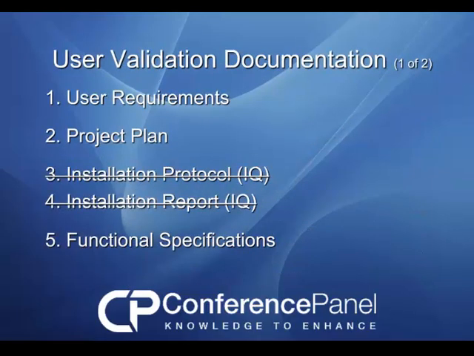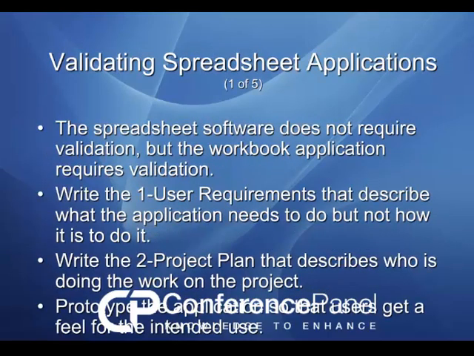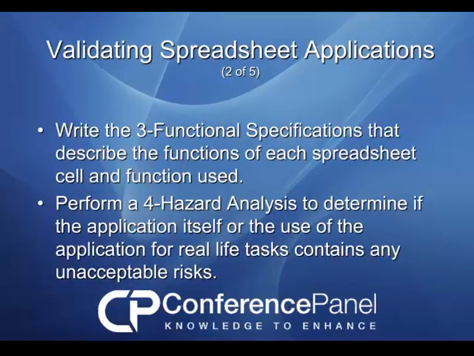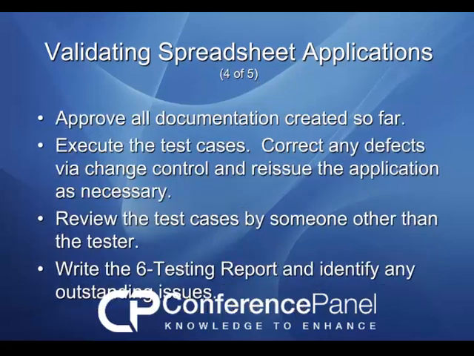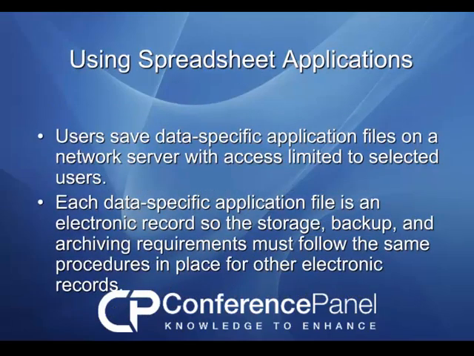So let's go through the 10-step risk-based approach that was invented in 2003. So we start off with user requirements. So let's go to risk assessment. Let's talk about how you do this in real life. Then we write our functional spec. Every non-blank cell is specified. Now we write our test cases. So now that we've got our test cases written, now we're going to approve all the documents created so far. So now we're going to write a use of SOP. So how do you use the spreadsheet application?